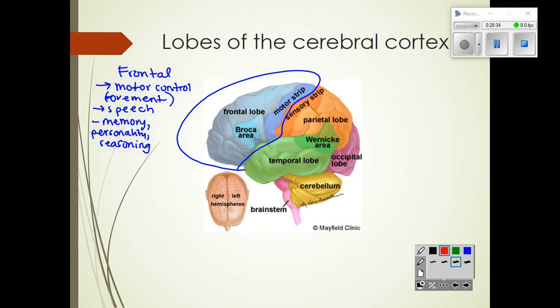Now if we move around over here, this little section here is your parietal lobe. And if you can see, at the very front of the parietal lobe is this strip of cortex that's for sensory information. So this is your somatosensory information processing center. Now, what does somatosensory mean?